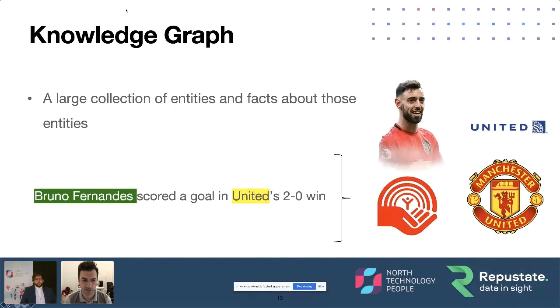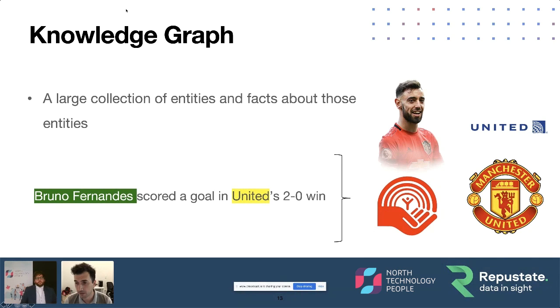So if we took the sentence, Bruno Fernandes scored a goal in United's 2-0 win, Bruno Fernandes is pretty unambiguous. There's only one guy named Bruno Fernandes who scores goals. But United is kind of ambiguous. It could be United Airlines, I suppose. It could be United Way. It could be Leeds United. It could be Newcastle United. There's a lot of football teams who have United in their name. It's a very common suffix. So how would we know which United it is?